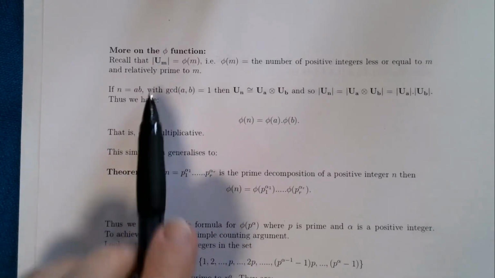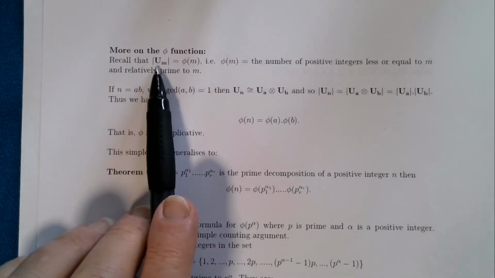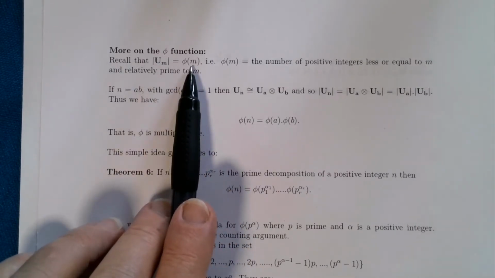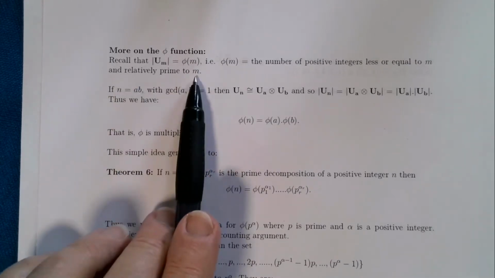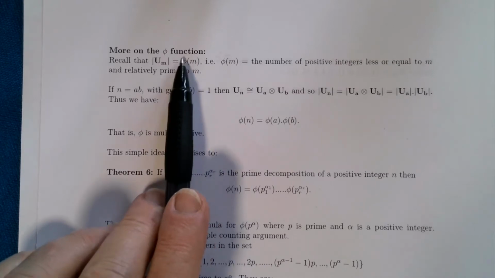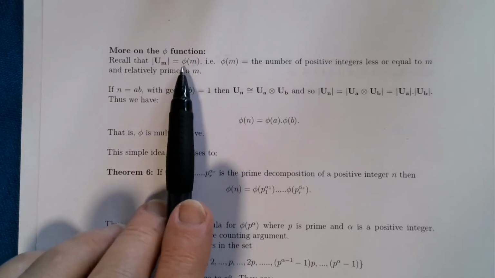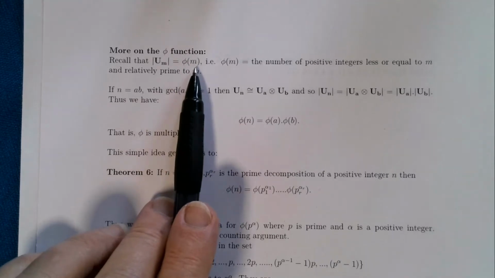So we recall that the size of this group is phi of m. So phi of m is the number of integers less than or equal to m and relatively prime to m. And we'd like to know a little bit more about this Euler's phi function, as it's called. It itself is a fascinating object.